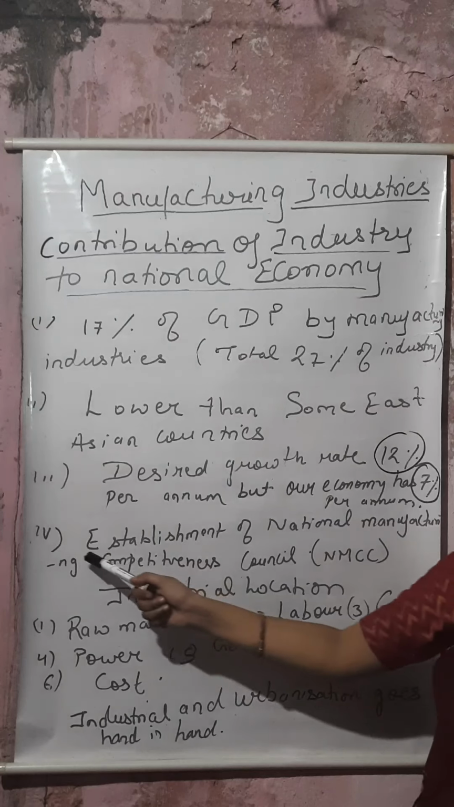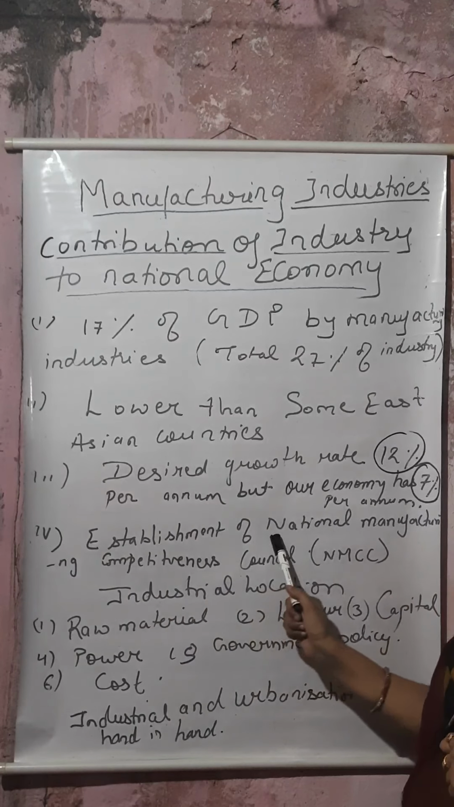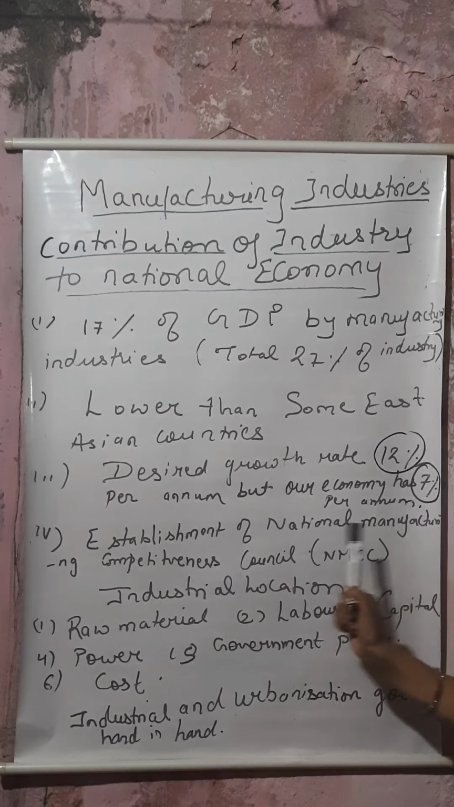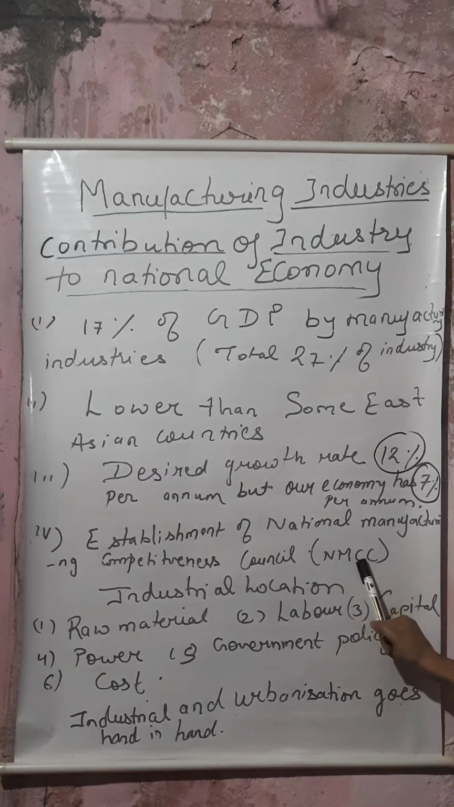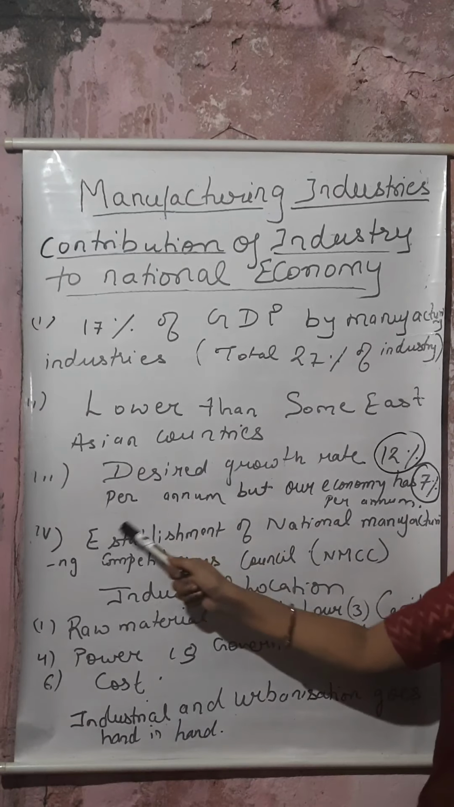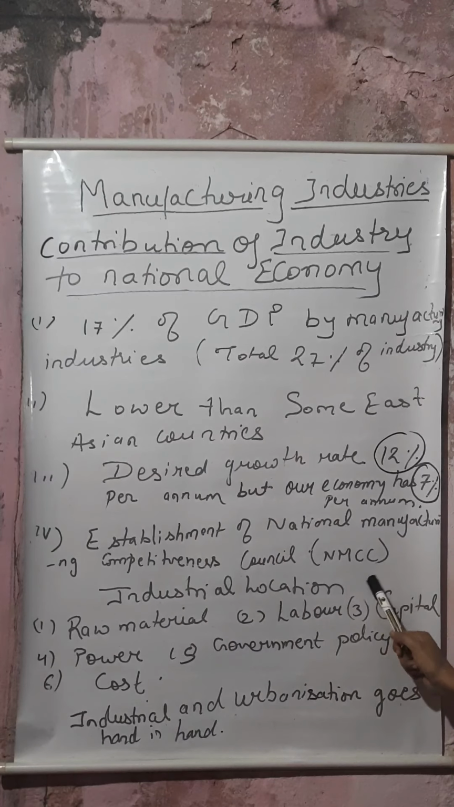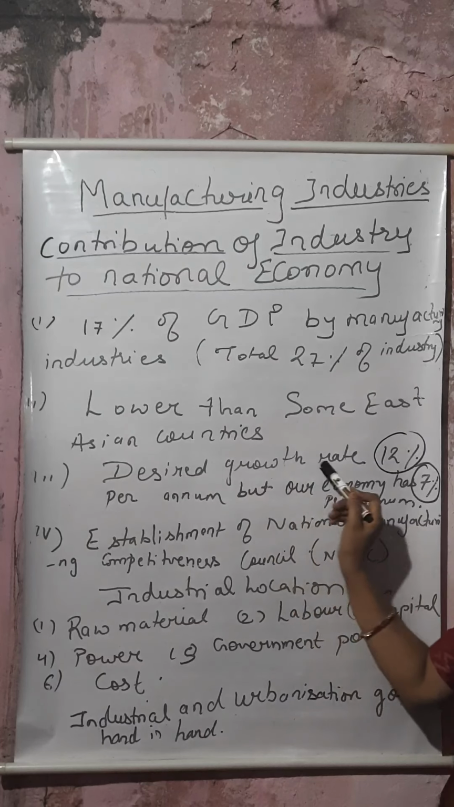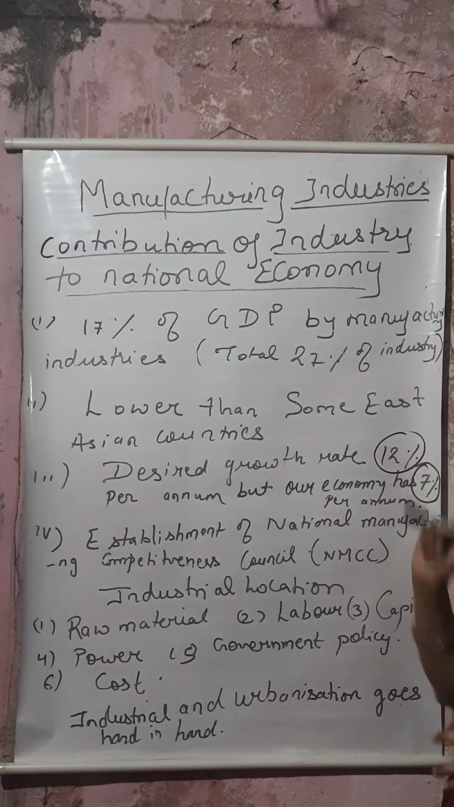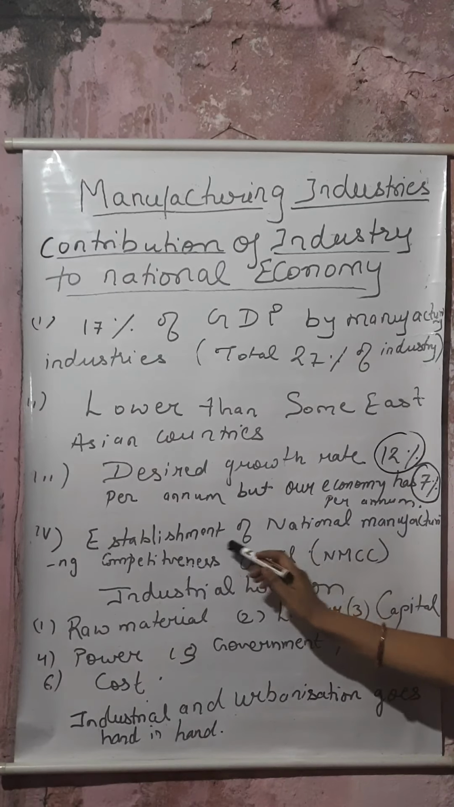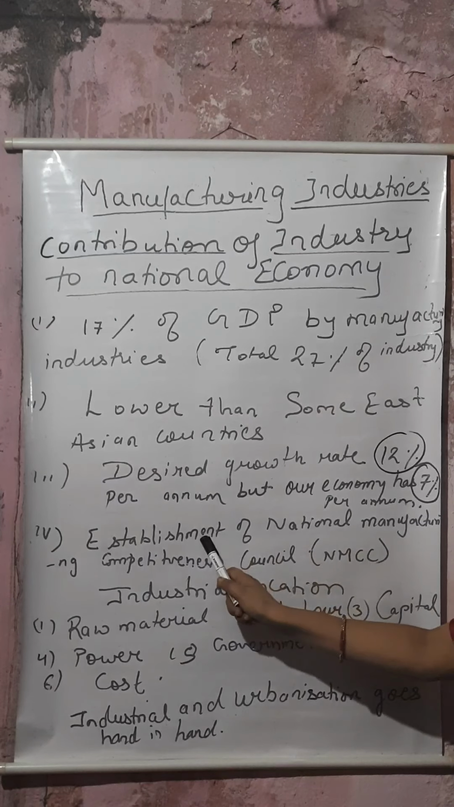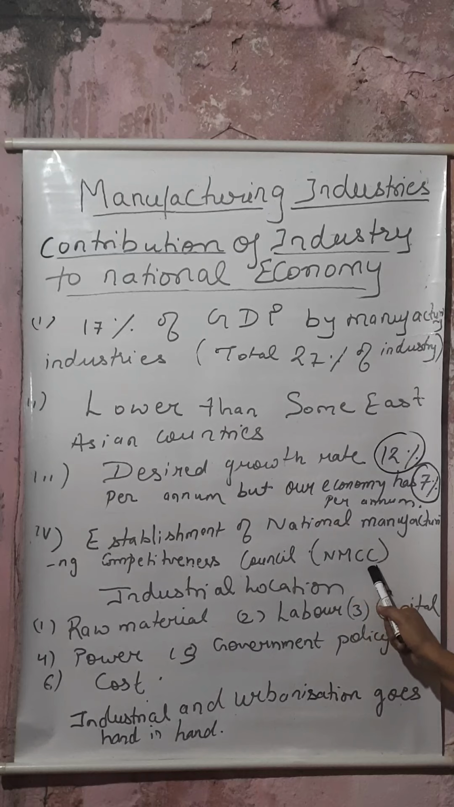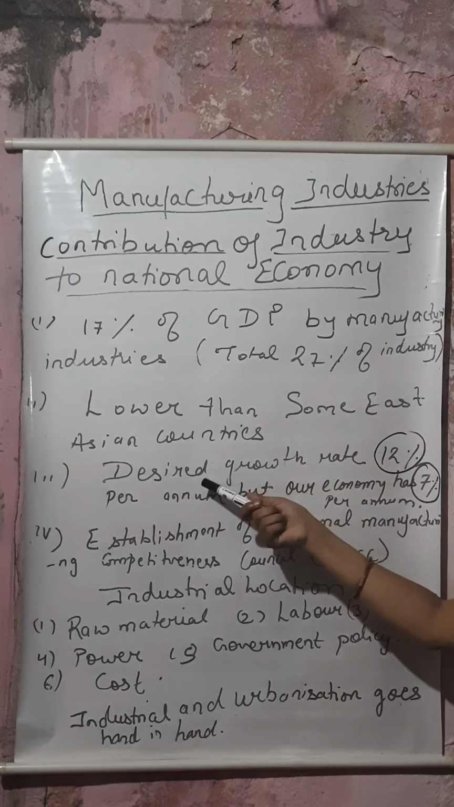Fourth, establishment of the National Manufacturing Competitiveness Council, in short NMCC. Why did the government establish NMCC? Because it wants to increase the desired growth rate of our industry. So we are establishing this NMCC. The main aim of establishing NMCC is to increase the growth rate.